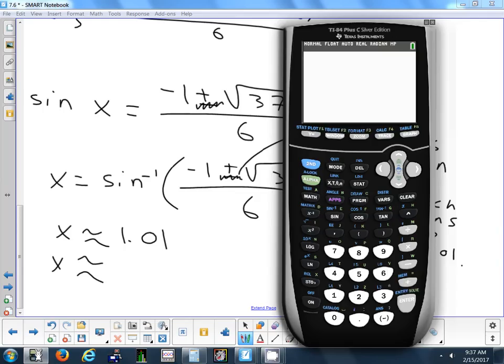If you were doing it in degrees, it would be 180 minus the reference angle. Yep. What about in radians? Pi minus reference angle. Yes. Pi minus the reference angle. Okay, so 2.13.